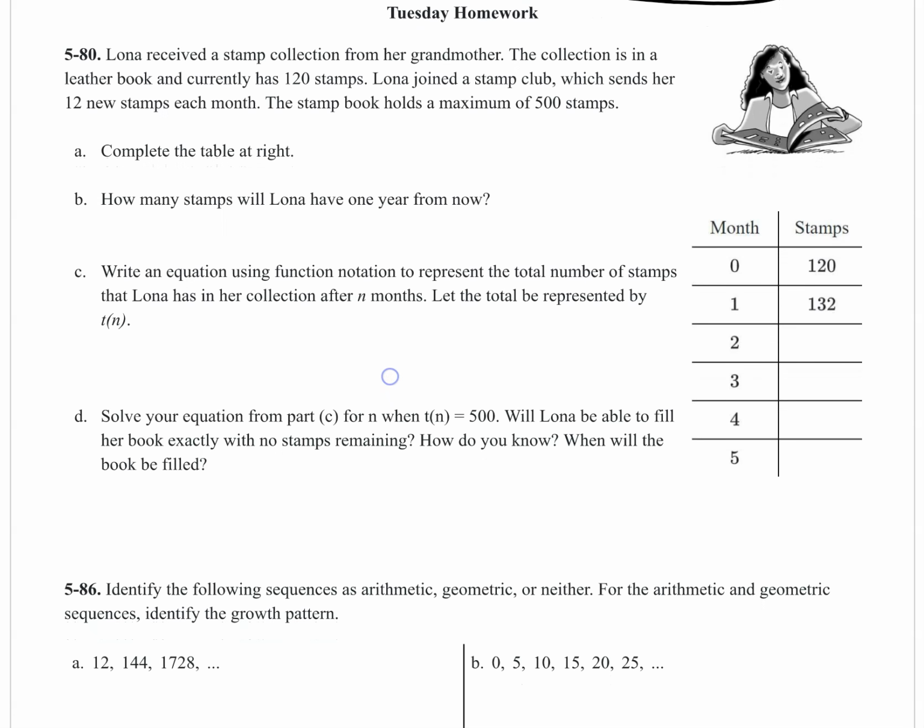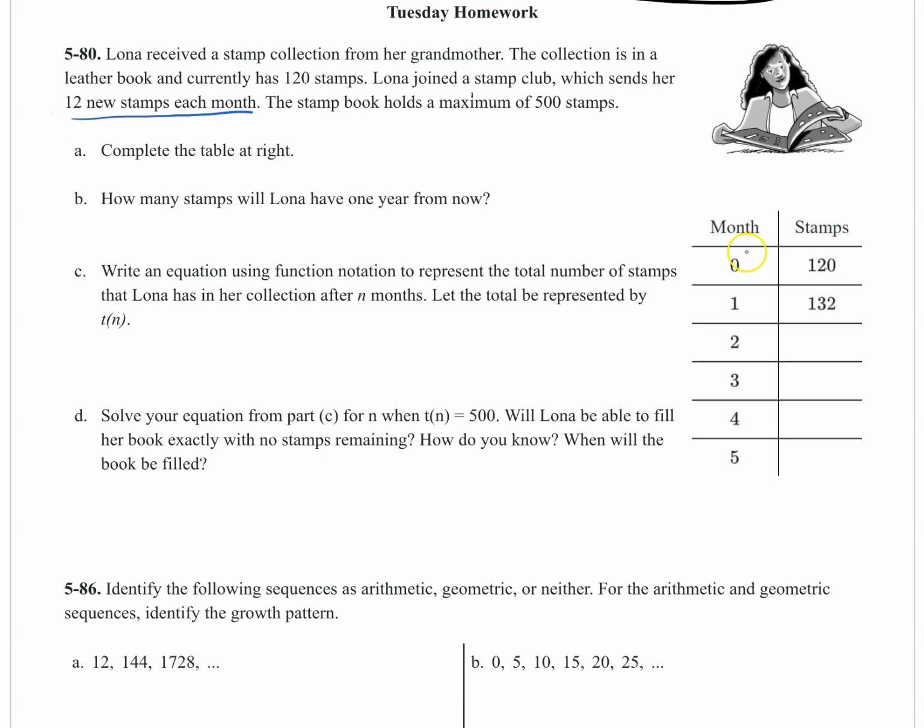Alright, Tuesday's homework, 5-80. Lana received a stamp collection from her grandfather. The collection is in a leather book and currently has 120 stamps. Lana joined a stamp club which sends her 12 new stamps each month. The stamp book holds a maximum of 500 stamps. So she gets 12 new stamps each month.